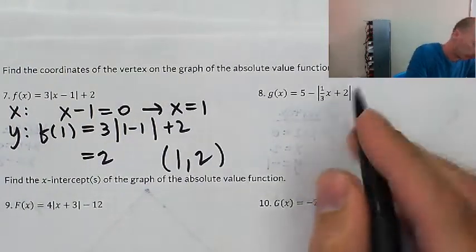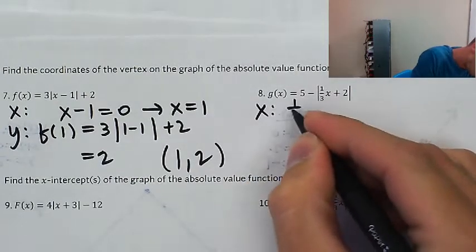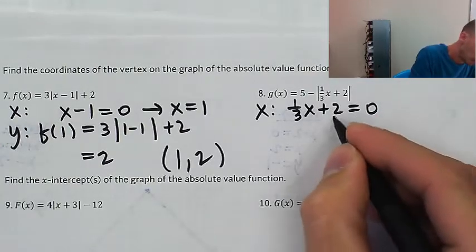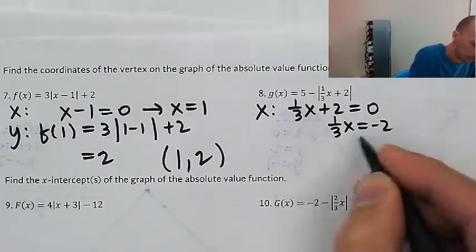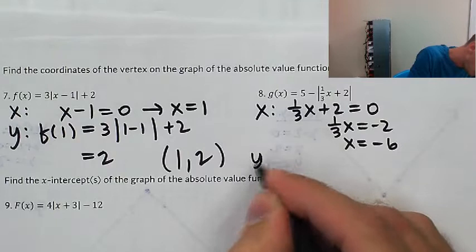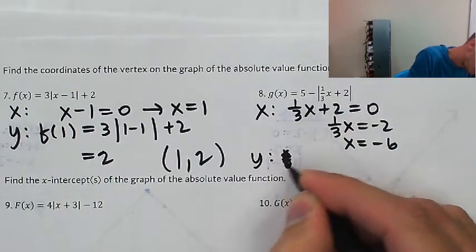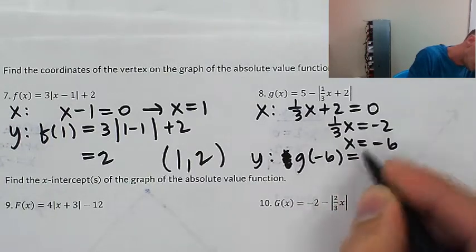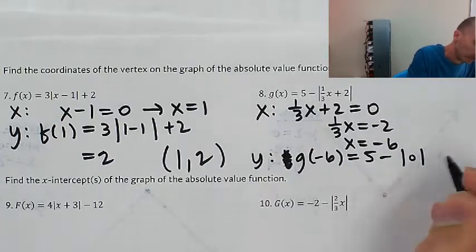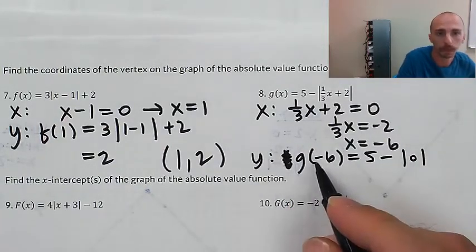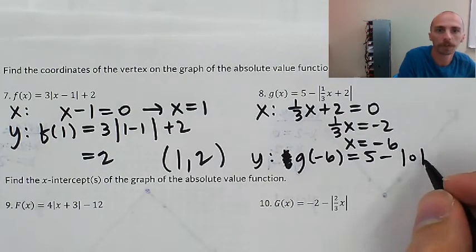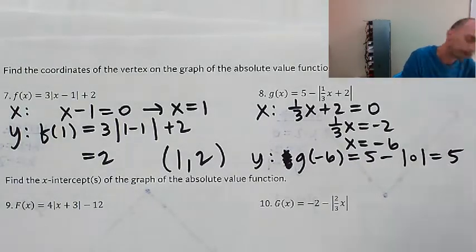Over here, I'm going to do the exact same thing. I'm going to find the x coordinate by taking 1/3 of x plus 2 and setting it equal to 0. That'll give me 1/3 of x equaling negative 2, and x being negative 6. For the y coordinate, I'm going to plug in, pardon me, it's not f, that's g of negative 6. It's going to be 5 minus the absolute value of negative 2 plus 2, which is 0. And it makes sense. I should be taking the absolute value of 0 when I plug in to find the y coordinate, because that's what causes the vertex, the sudden change in behavior. So that's going to be 5.